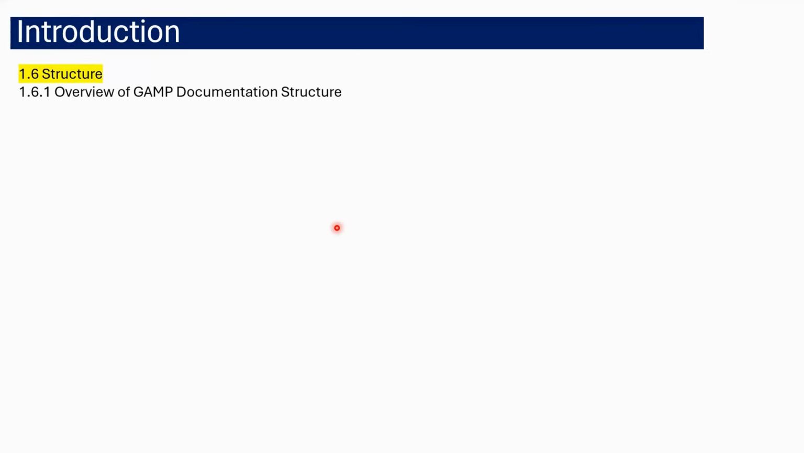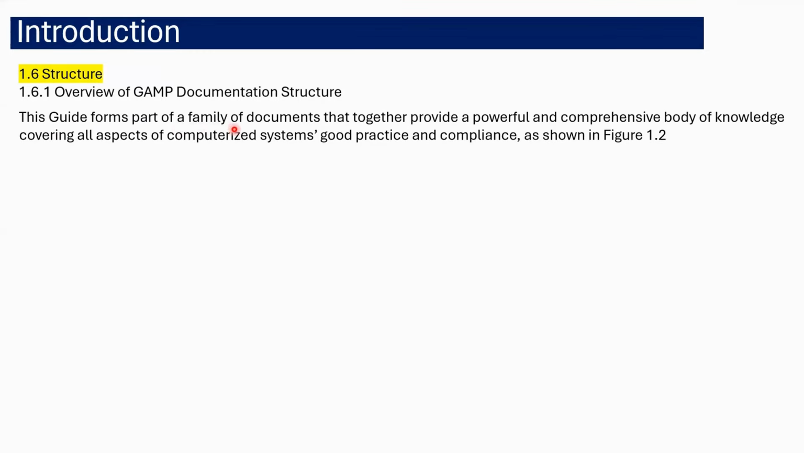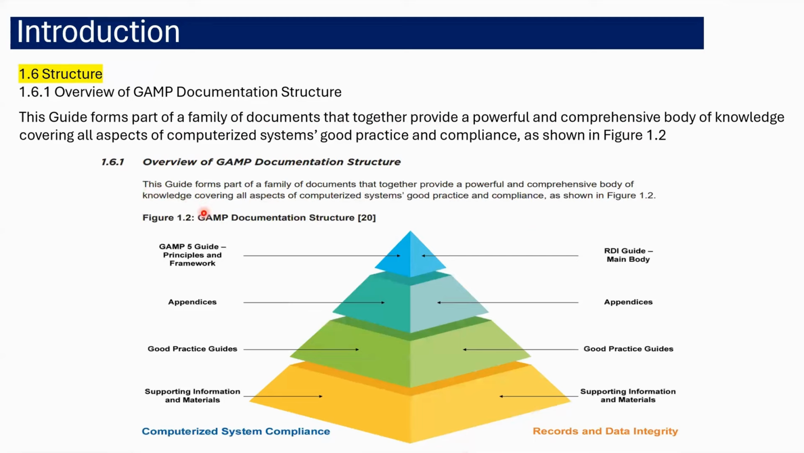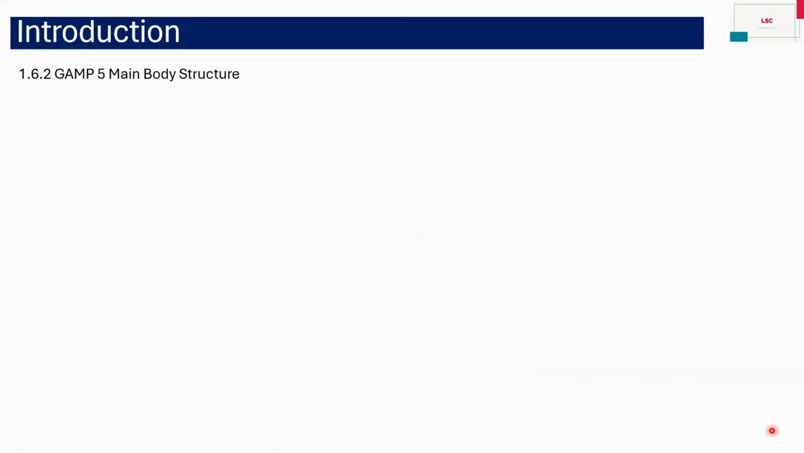Structure. Overview of GAMP documentation structure. This guide forms part of a family of documents that together provide a powerful and comprehensive body of knowledge covering all aspects of computerized system good practice and compliance. Like 1.6.1, the overview of GAMP documentation structure is shown in figure 1.2. So, we see computerized system compliance, supporting information material, good practice guides, appendices, and the GAMP 5 guide principles and framework. So, we have the compliances either in computerized system or in data integrity.